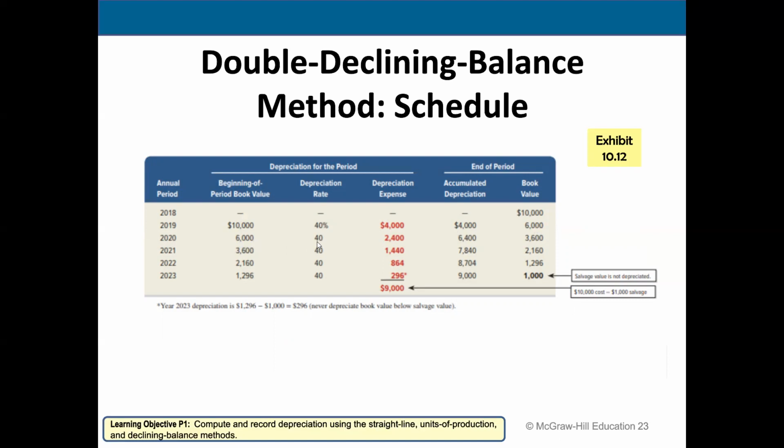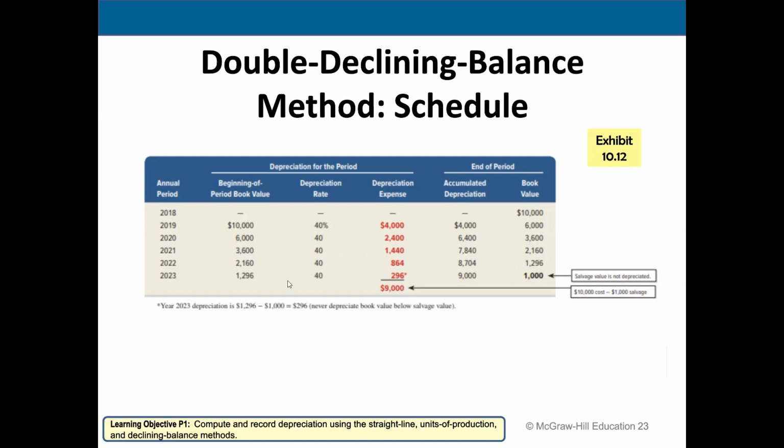Again, we multiply it by that 40% rate, which gives us a depreciation expense of 2,400. We add the previous year's depreciation plus the new depreciation expense to give us the accumulated depreciation. And then our book value is our cost minus our accumulated depreciation, or 3,600. That gets carried forward to the next year, multiplied by 40%, which gives us depreciation expense. Add that to the previous year's accumulated depreciation to get the new year's accumulated depreciation. And the cost minus that gives us the book value.